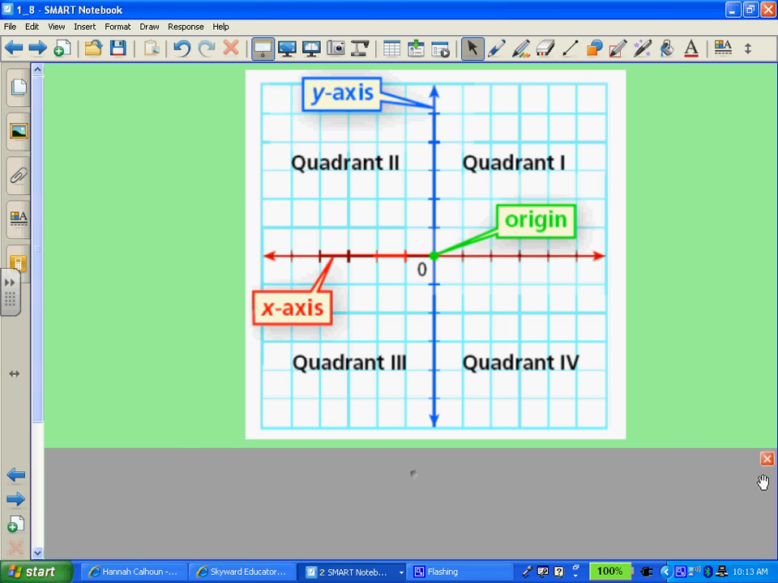And then you can see the quadrants. It's important to note that the quadrants go counterclockwise. We start in the upper right hand corner with quadrant 1, then quadrant 2, quadrant 3, quadrant 4. You will need to know those quadrants, so please make sure that you have those labeled.